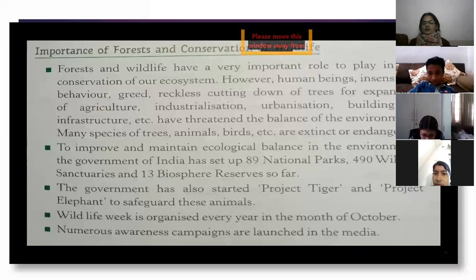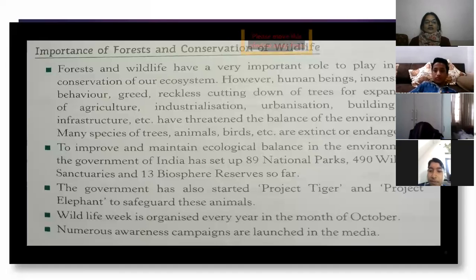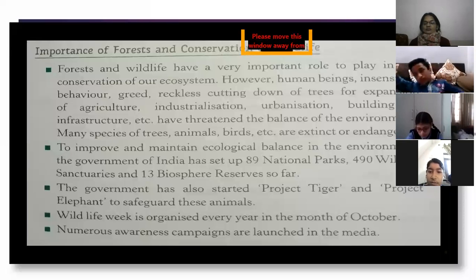However, human beings, because of incentives, behavior, greed, engage in reckless cutting down of trees for expansion of agriculture. Yes, we human beings, for our own interest and benefit, we destroy. Yes, we cut trees for our use only and we kill the animals also. We destroy this because of our greed. And we destroy these trees for growing agriculture, meaning for growing vegetation, and for industrialization. Yes, to set up industries, malls, we are cutting down the trees.